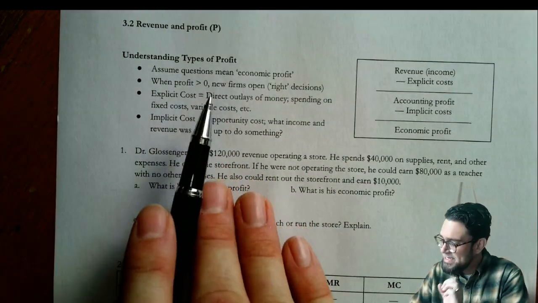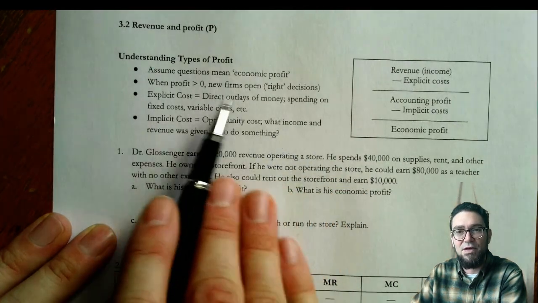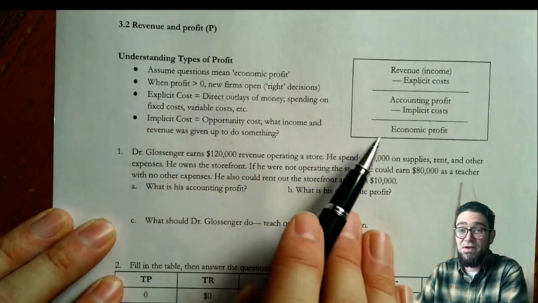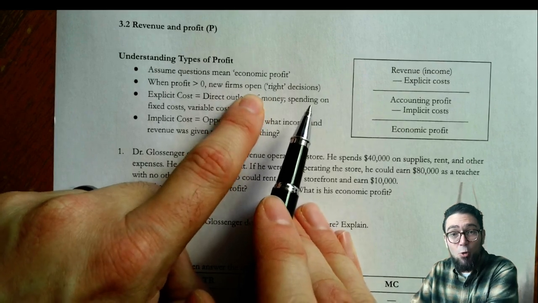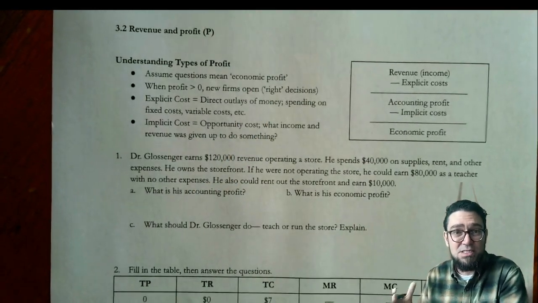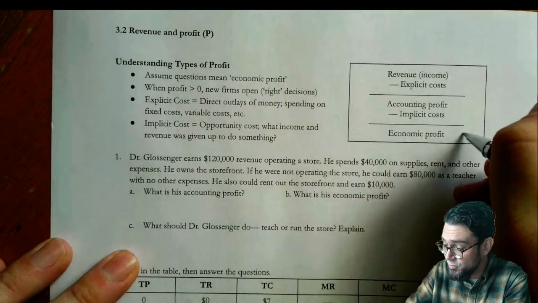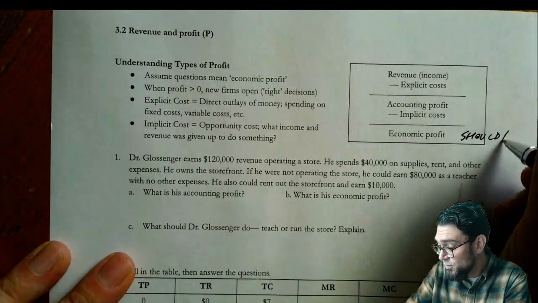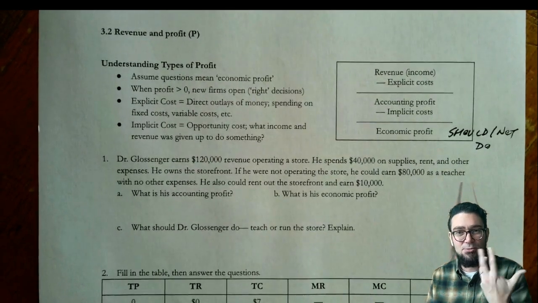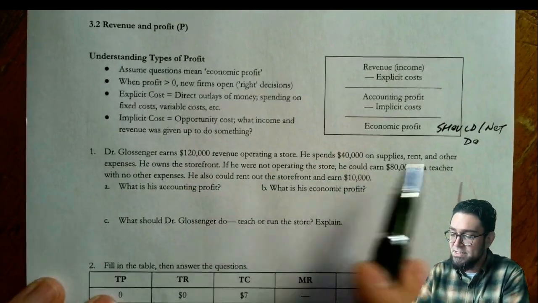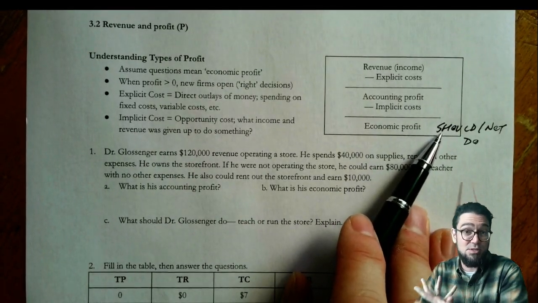And just to give you an idea of what these two definitions of profit mean: if I know that economic profit is bigger than zero, then firms are going to be opening, and that's the right decision that somebody should make. So this kind of economic profit tells us what we should or should not do. And accounting profit literally just tells us how much money our company is earning. And so accounting profit is useful, but economic profit is helping us make better decisions.